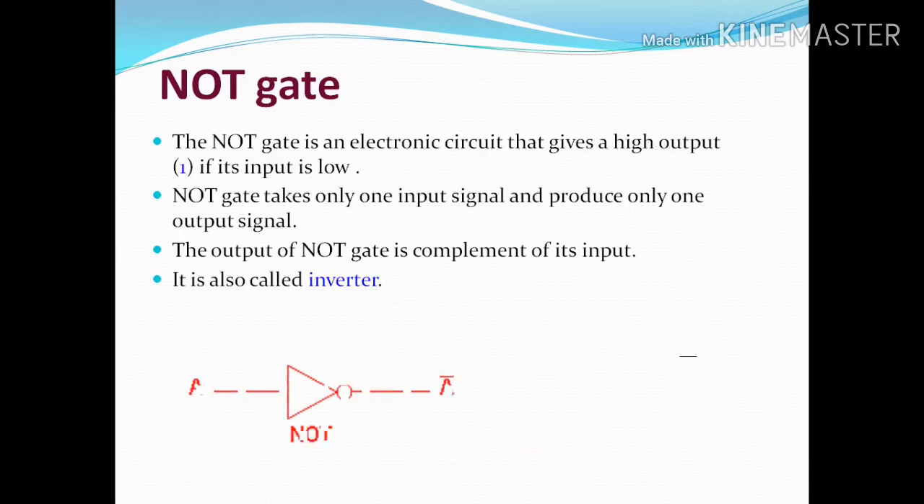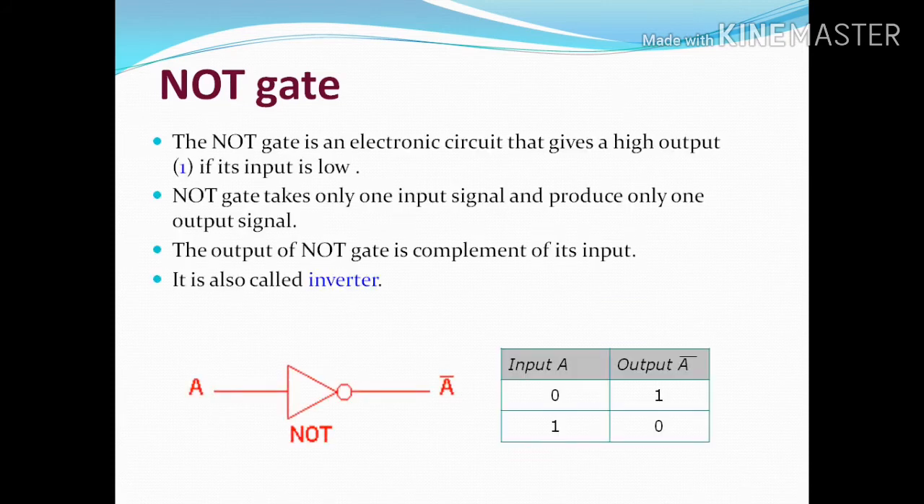Next we come to the NOT gate. It is a very basic gate with one input and one output. The output is the complement of the input. It is also called an inverter. This electronic circuit gives a high output when the input is low: high input, low output, and high output, low input. This is the basic concept, which is why it is also called an inverter. So the NOT gate is an electronic circuit that gives us a high output, 1, when the input is low, that is 0.